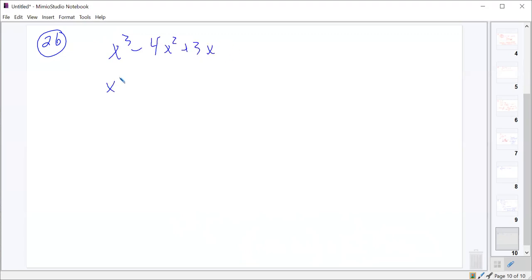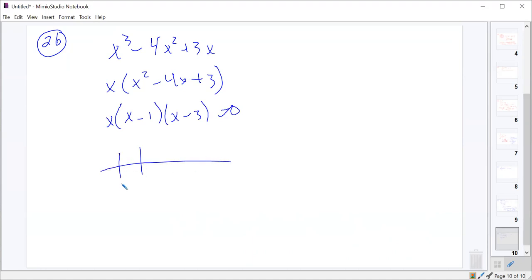First off, I'm going to figure out where this has x-intercepts. I will factor this into x times x minus 1 times x minus 3. So I know this has x-intercepts at 0, 1, and 3. To figure out when this is above the x-axis and when it's below, we can just plug in values. If I plug in negative 1, I get a negative times a negative times a negative, which is a negative, so I'm below the x-axis.